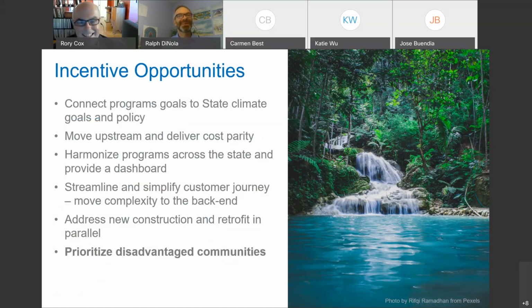So just to close, I think it's important to make sure that we are connecting program goals with the state climate goals and policy. This is the end goal that we seek. We know that moving incentives upstream from the customer can be more effective, or giving a midstream incentive that can be passed through to the customer, and has potentially delivering cost parity or better.